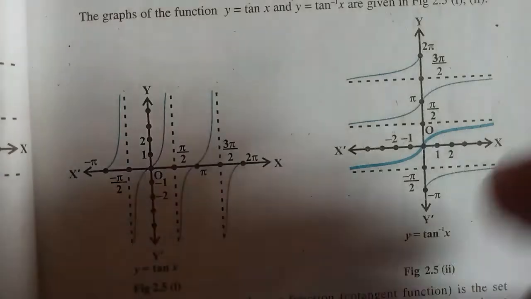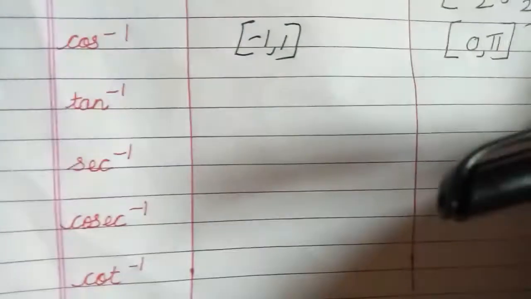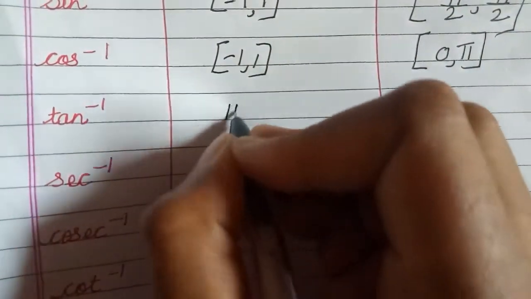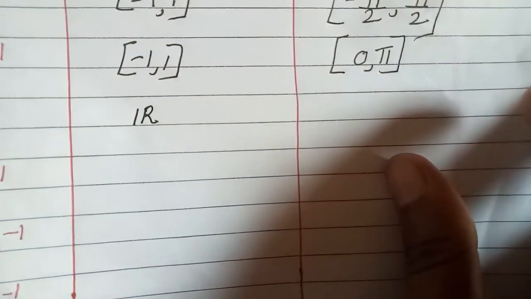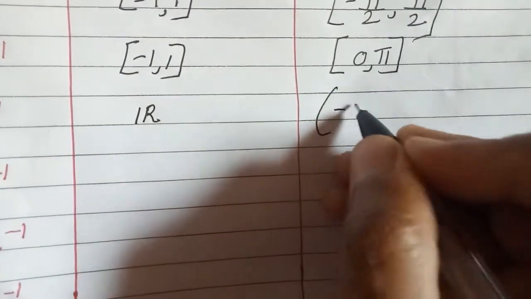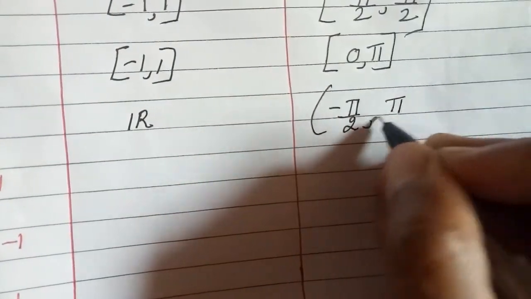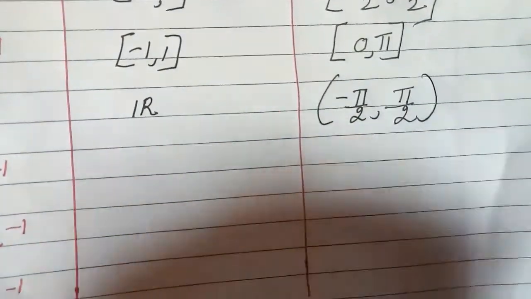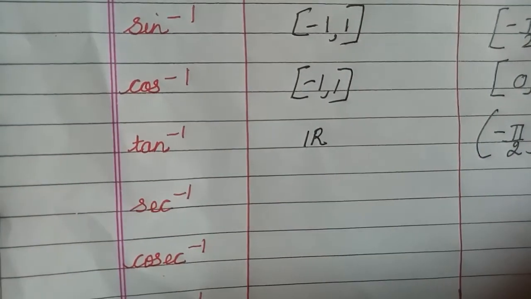So this time I am going to define my tan inverse from real numbers to the open interval minus pi by 2 to pi by 2. You know why I am writing an open interval? Because there is a break at the end point. So this is the range or the principal value branch of tan inverse.